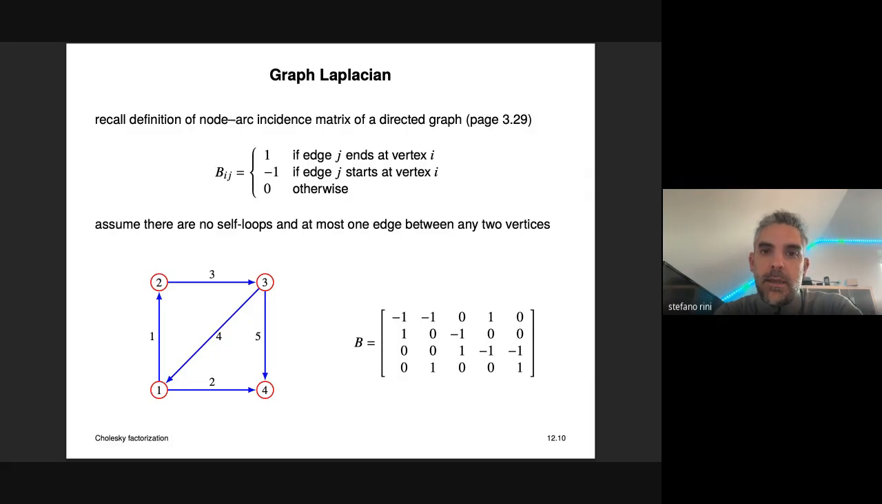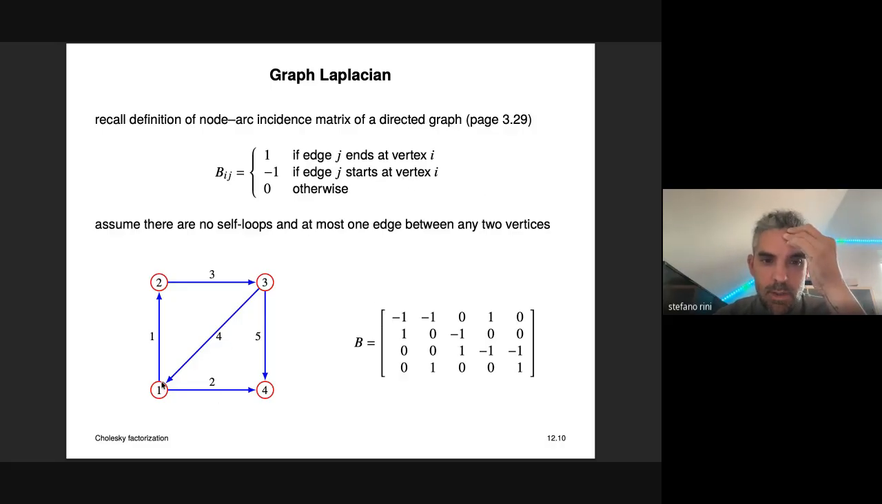So we can take a graph Laplacian. So we have a directed acyclic graph. No, this is a cyclic graph. So we just have a directed graph. And for each node, we construct this matrix, which is a B times B matrix. So in the first column, we put a 1 if there is an edge j that ends in vertex i. We put a -1 if there is an edge j that starts at vertex i. Okay, and then we put 0 otherwise.